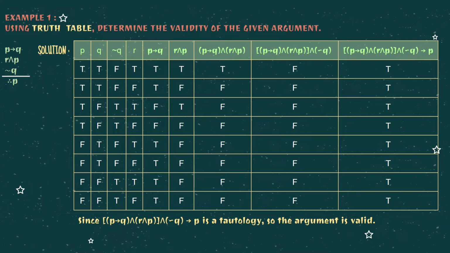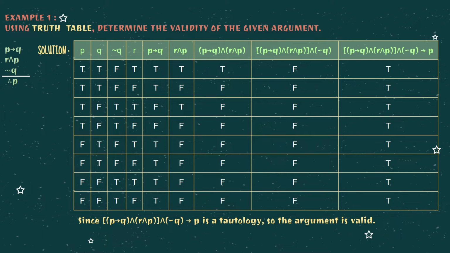Here, we have 3 variables, so we need to construct a truth table with 8 rows because 2 to the power of 3 is 8. We construct P, Q, and R as usual. Negation Q. The negation of Q is just the inverse of Q. So, we get false, false, true, true, false, false, true, true.